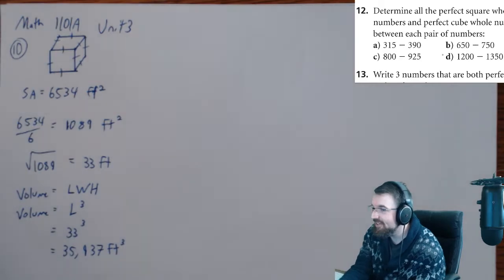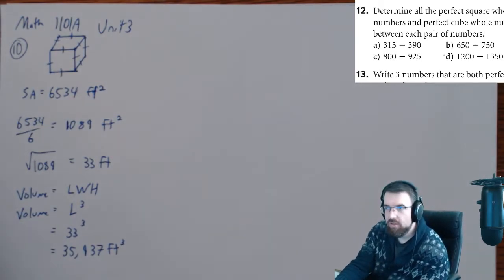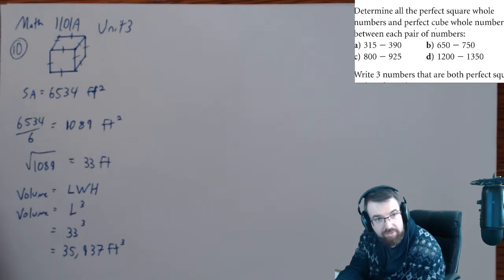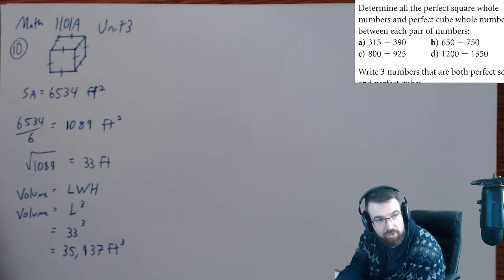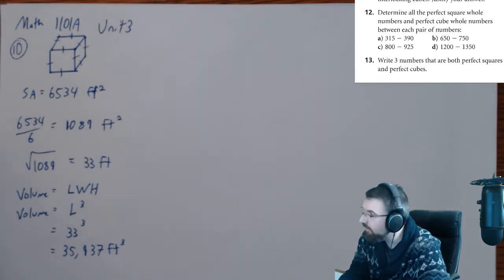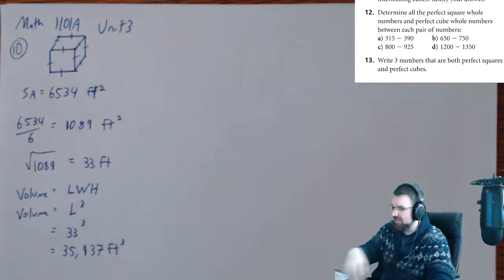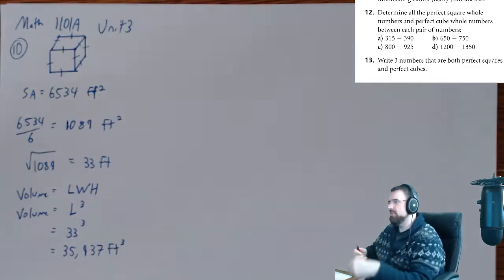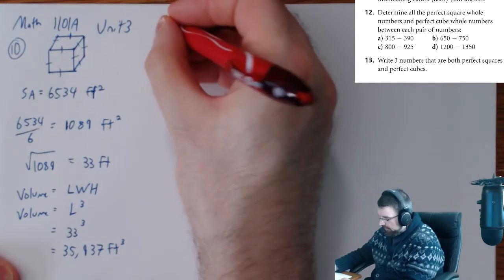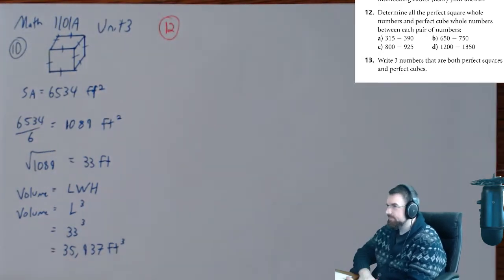Yes. Large chungus. So we're going on to 12a, I believe. Determine the perfect square whole numbers and the perfect cube whole numbers between each pair of numbers. Well, determine's an odd word to use there, because we're not really going to, I guess we could determine them, I suppose. Yeah, let's play it the way they say it. Let's determine them. Perfect square whole numbers and perfect cube whole numbers between each pair of numbers.